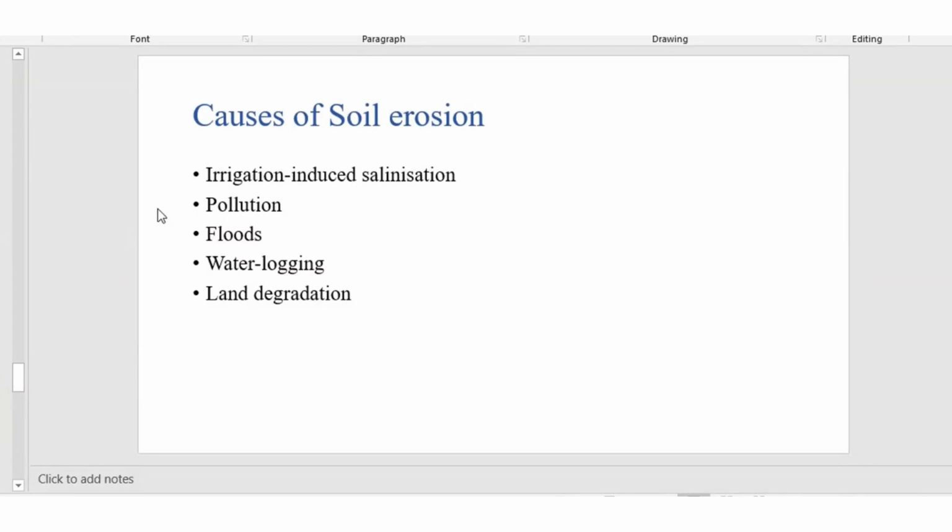So excessive irrigation is bad, it causes soil erosion, it also causes salinization. Then pollution can also lead to soil erosion. Floods, deforestation, excessive water logging or degradation of land, so these are all the causes of soil erosion.